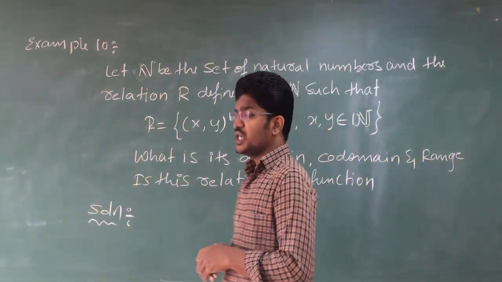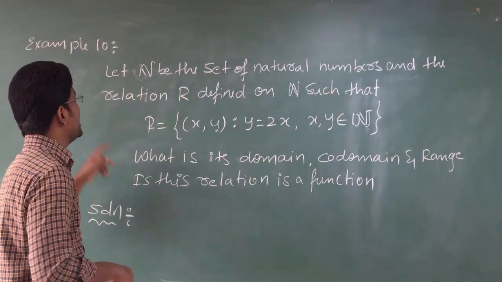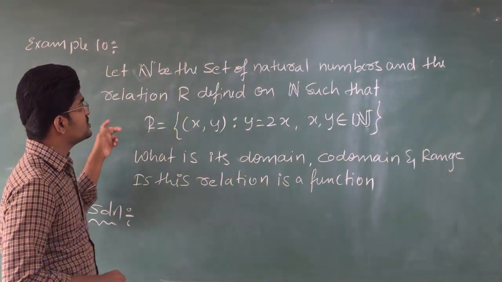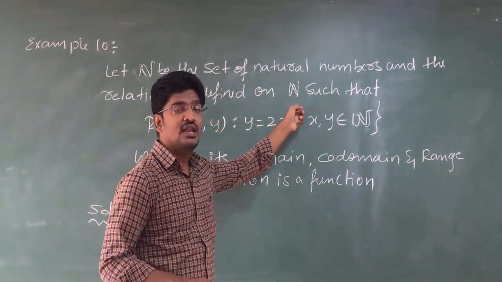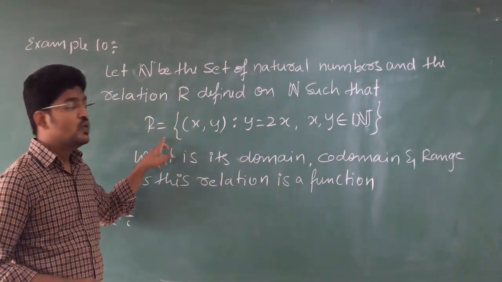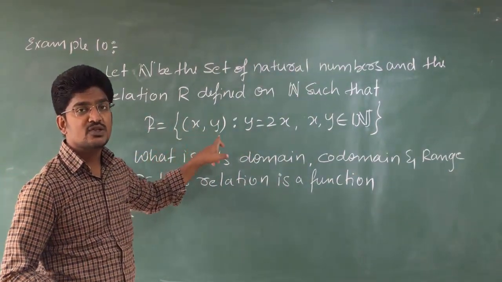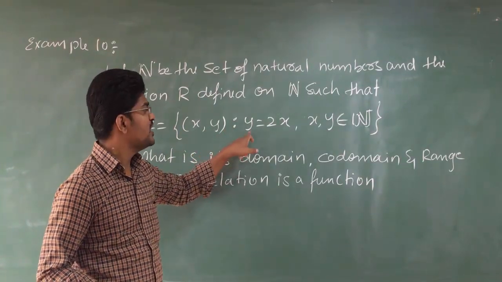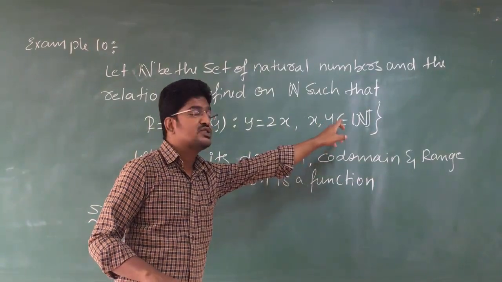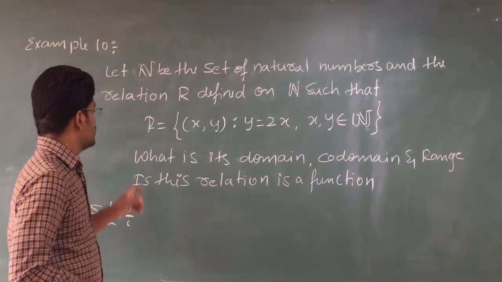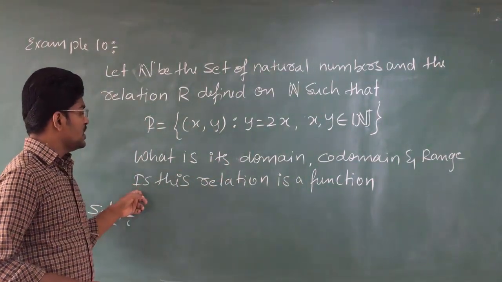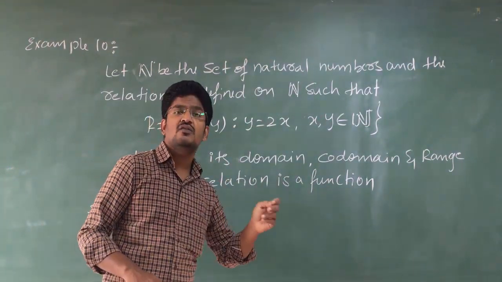Okay. So here this question is, let N be the set of natural numbers and relation R defined on N, that is nothing but natural numbers, such that R equal to set of ordered pairs (x, y) such that y equals 2x, x, y belongs to N. N means natural number. What is its domain, codomain and range? Is this relation a function?